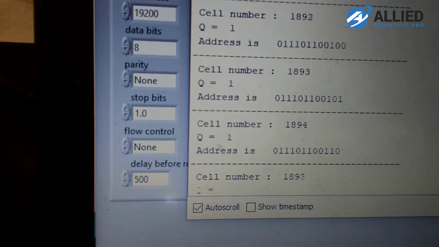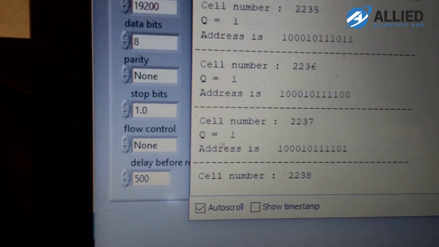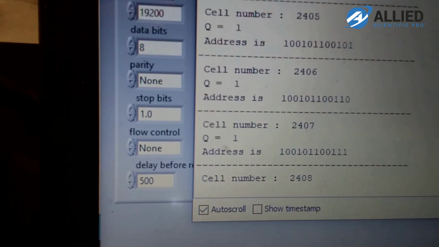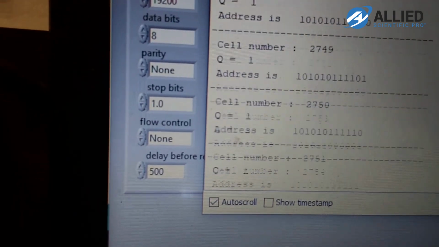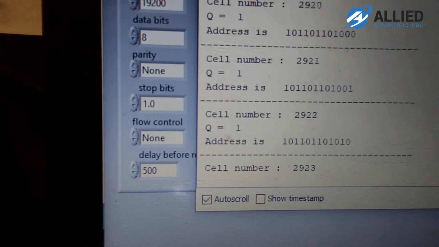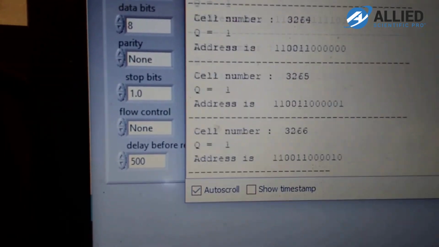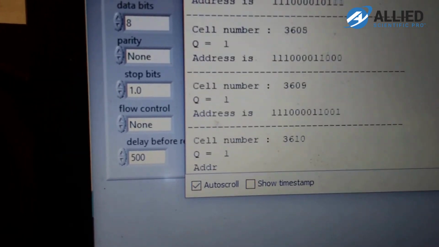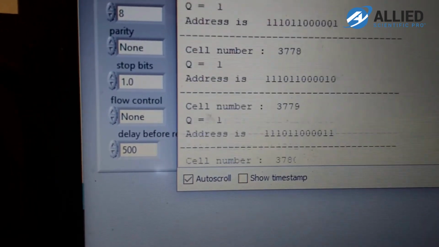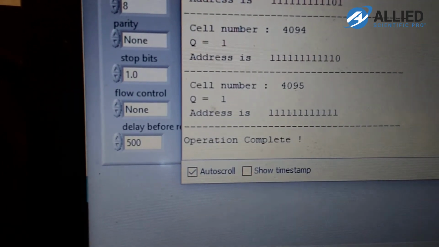There are no zeros. So we don't have to check that afterwards. It's all 1. It's about 3,000. This is in the read mode. Okay. Done. So at this point, we're going to shine the laser.